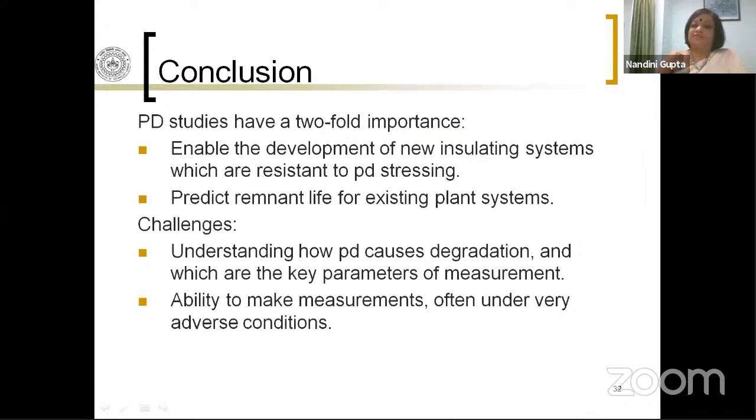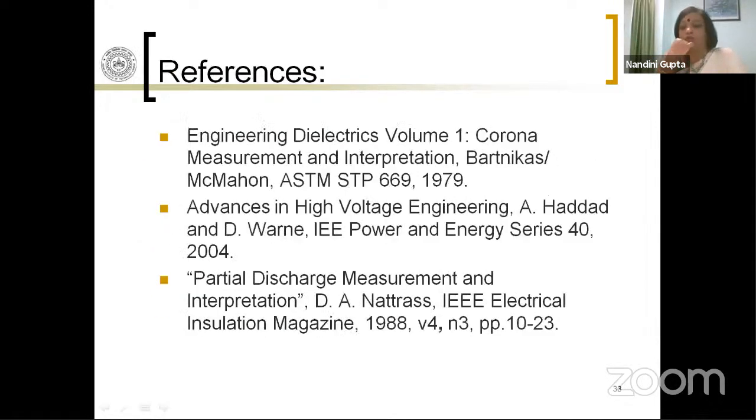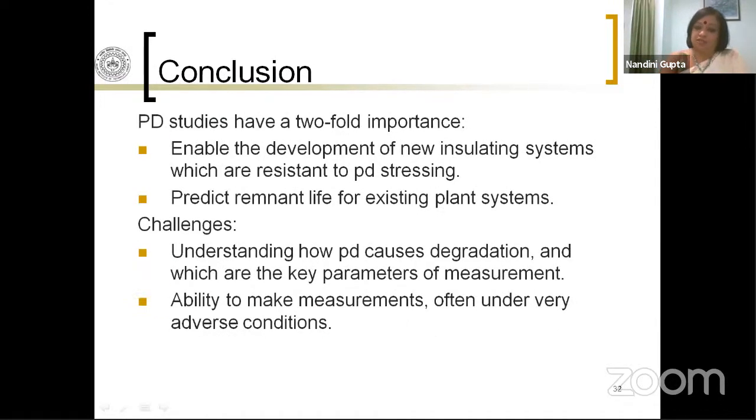It enables the development of new insulating systems which are resistant to PD stressing. For example, in our lab, we work with nanodielectrics, and we have seen that certain nanodielectrics are able to resist erosion due to discharges on their surface. So if we expect a material to be used where we know that there will be a lot of PD or a lot of tracking happening, we might try to use a nanodielectric instead of an ordinary polymer.